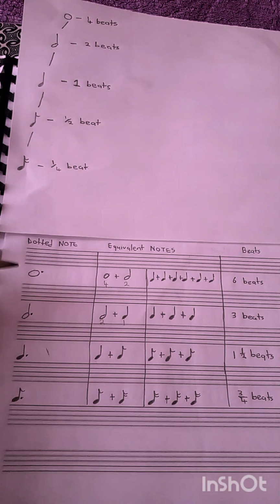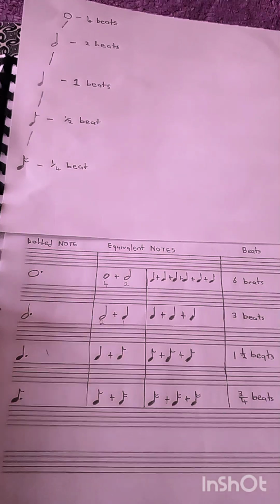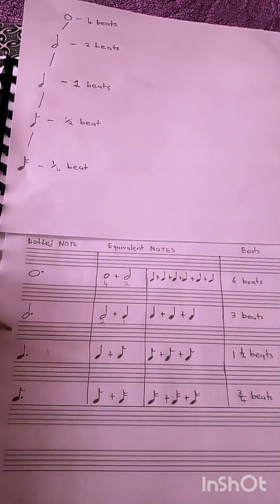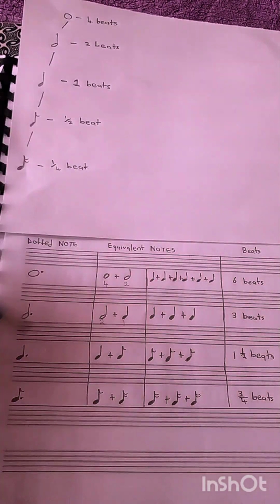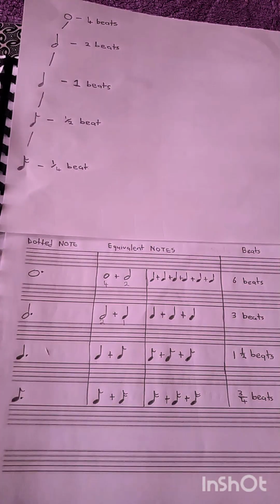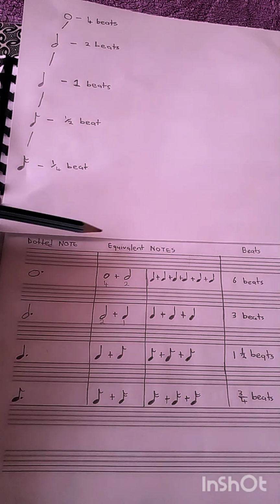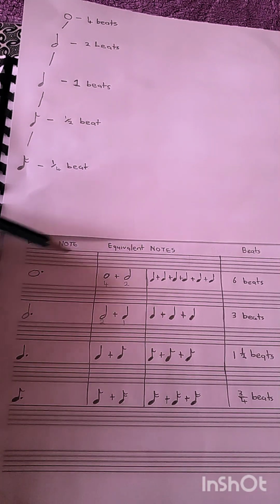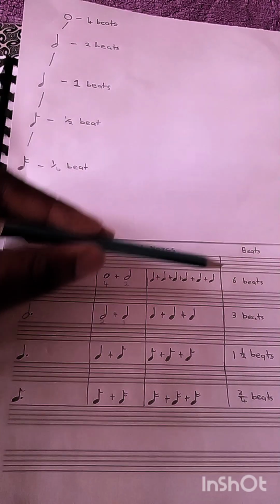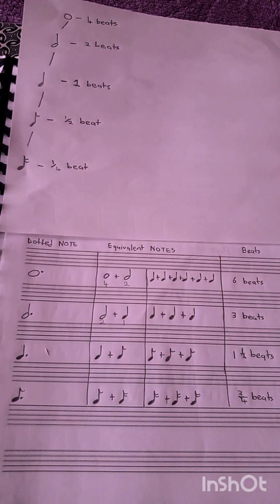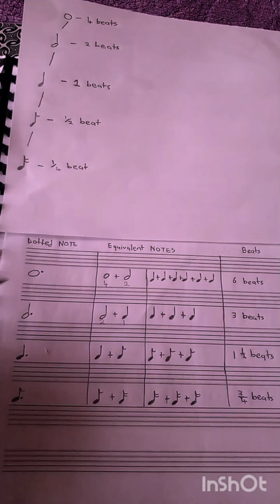Firstly, we said in my previous video on dotted notes that the dotted semibreve holds for 6 beats, the dotted minim holds for 3 beats, the dotted crotchet holds for 1.5 beats, the dotted quaver holds for 3/4 beats. So just to help you understand this table, I've drawn 3 sets. One for dotted notes, one for the equivalent notes to the dotted notes, and a set of the beats of each of the dotted notes. So let us start firstly with the dotted semibreve.